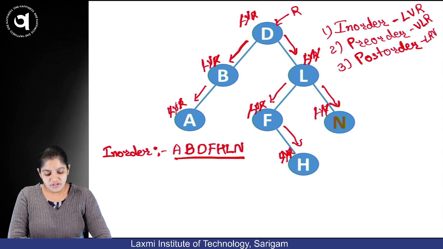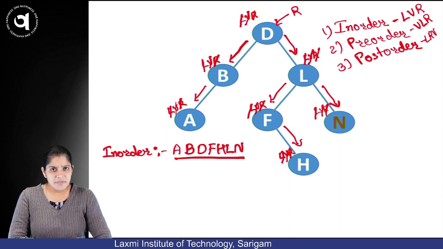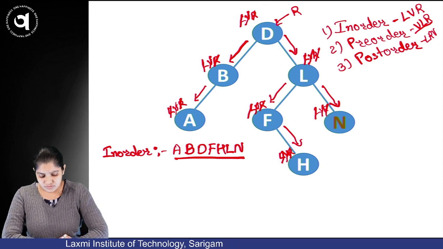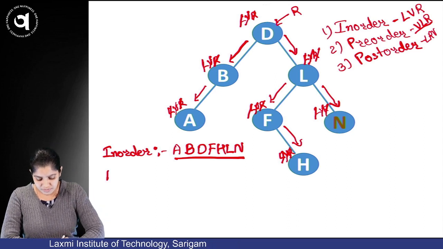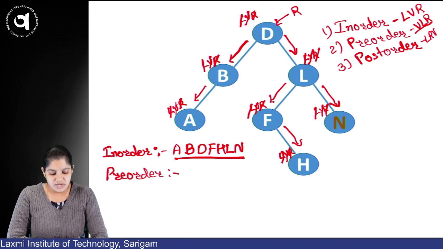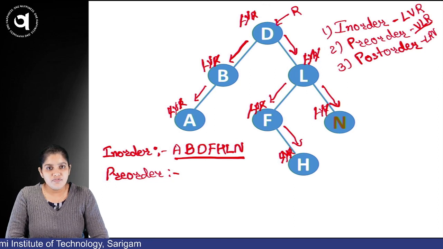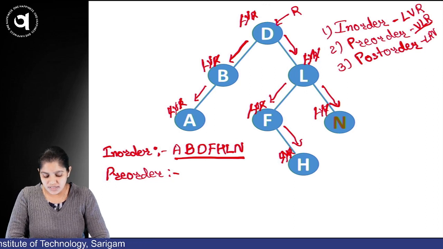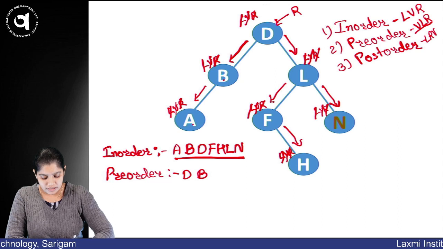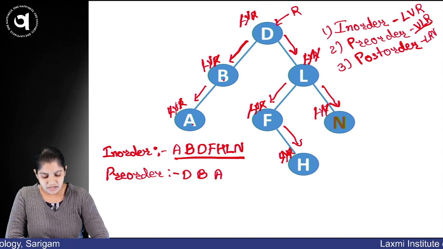Now, if we go for the pre-order, we need to do it the same way, but instead of LVR, we use VLR. I am just writing the pre-order sequence. You can do it step by step as I showed you here, but for this I am just writing the answer. So, if I go for the pre-order, first we need to visit, so here we have D, then B, then A, because it's like VLR.